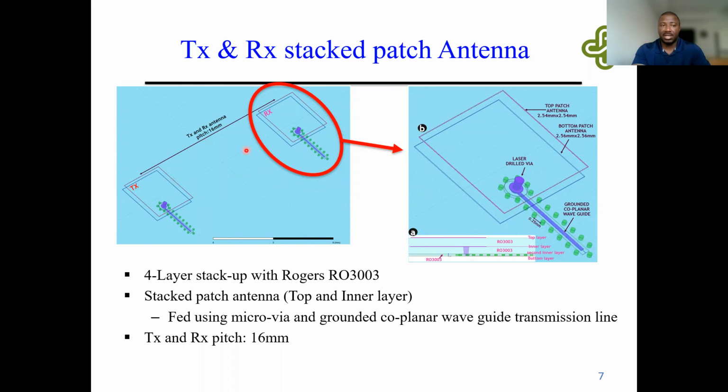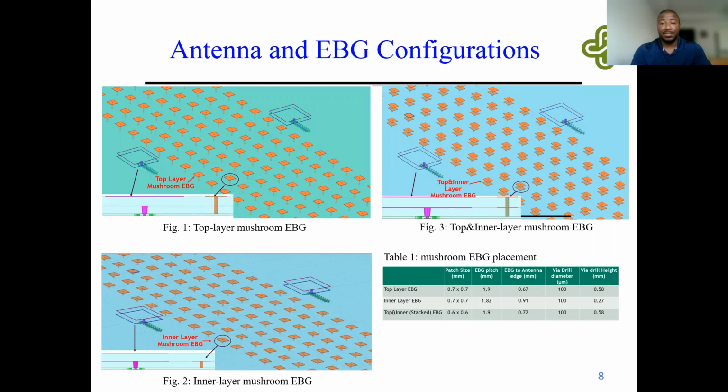It's also shown in this figure that the spacing between the TX and RX patch antennas is designed to have 16 millimeter pitch on the same substrate design. So we further modeled 3 configurations of mushroom EBGs between the TX and the RX patch antennas and evaluated the reduction in surface wave, which actually led to reduction in interference between the TX and the RX antenna elements.